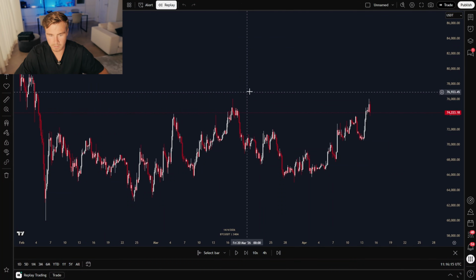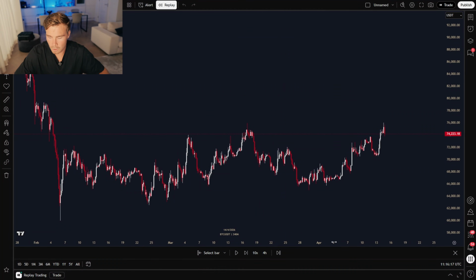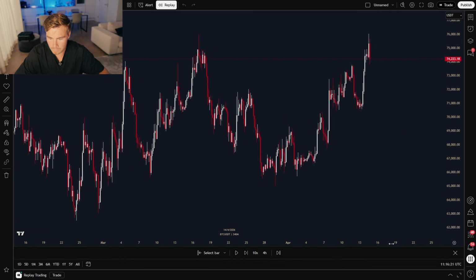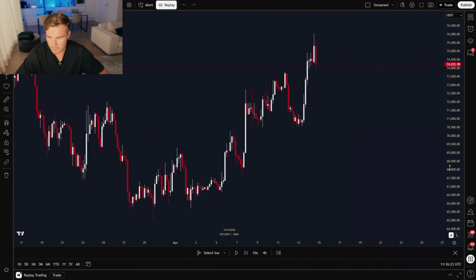If you want to trade a breaker block, there's a couple of things that we need to check off. First of all, we need a previous strong order block to be broken through in order for it to turn into a strong breaker block.